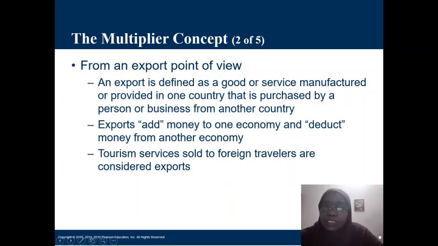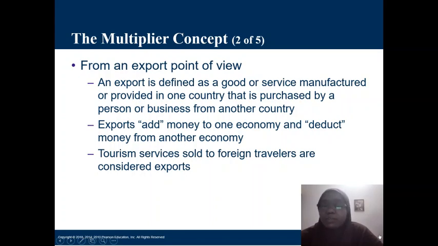From an export point of view, an export is defined as a good or service manufactured or provided in one country that is purchased by a person or business from another country. I think we should all have an understanding of what export is. It's basically what you produce locally that is sent to other geographical locations or countries for purchase. So you are exporting them out of your own geographical location.